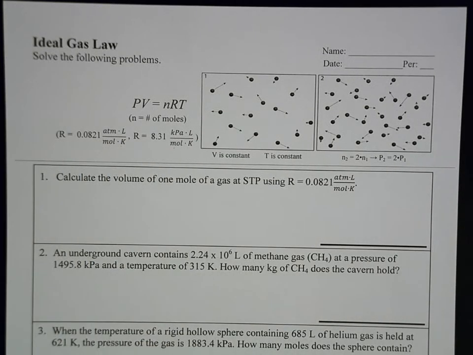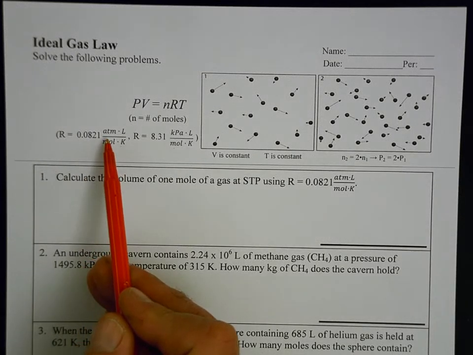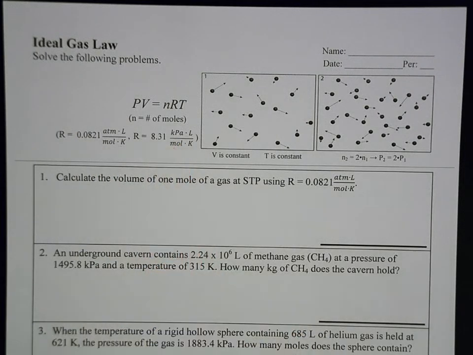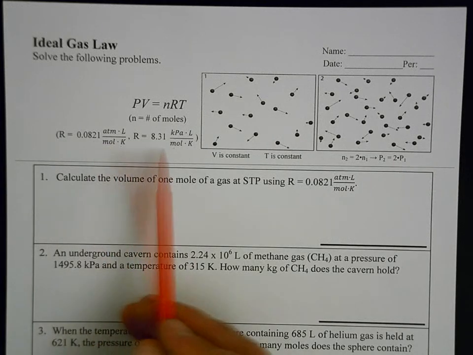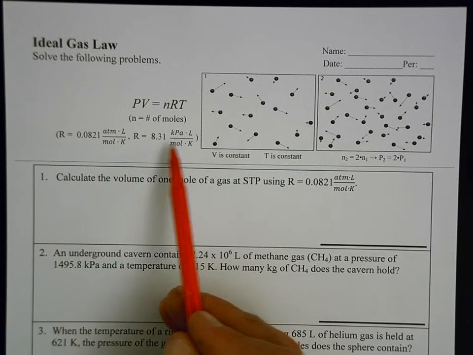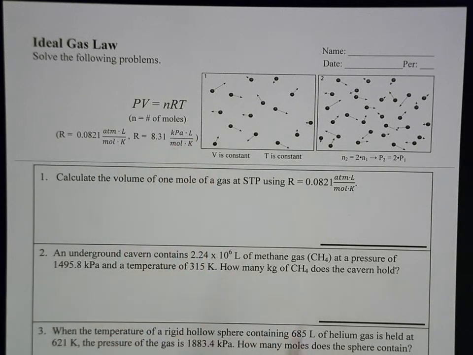Yes? What did you say R was? R is just a constant. So it's always going to be this number, the 0.0821, if I'm in atmospheres for my pressure, or it's going to be 8.31 if I'm in kPa. And it could be in other ones if I had other units, but generally speaking, these are the two we would use. Either 0.0821 atmosphere liter per mole K, or 8.31 kPa liter per mole K.